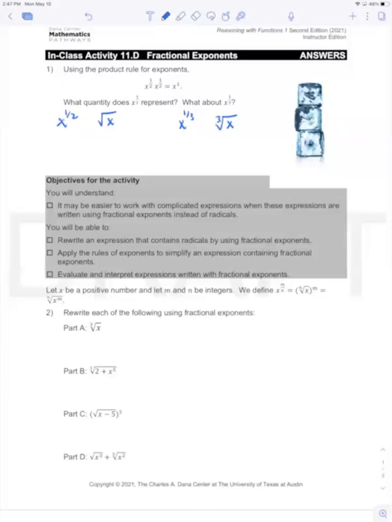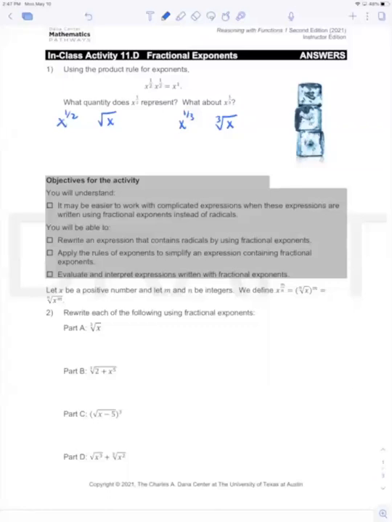Okay. Objectives for the activity. You will understand it may be easier to work with complicated expressions when these expressions are written using fractional exponents instead of radicals. You will be able to rewrite an expression that contains radicals by using fractional exponents, apply the rules of exponents to simplify an expression containing fractional exponents, and evaluate and interpret expressions written with fractional exponents.